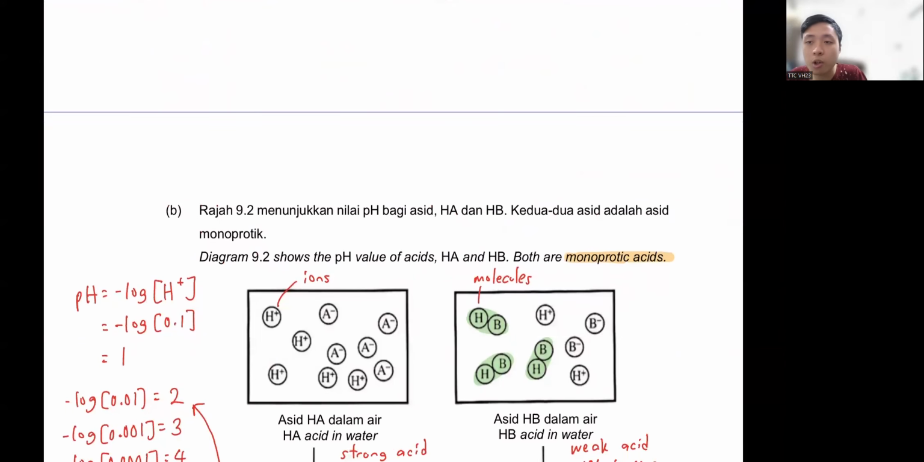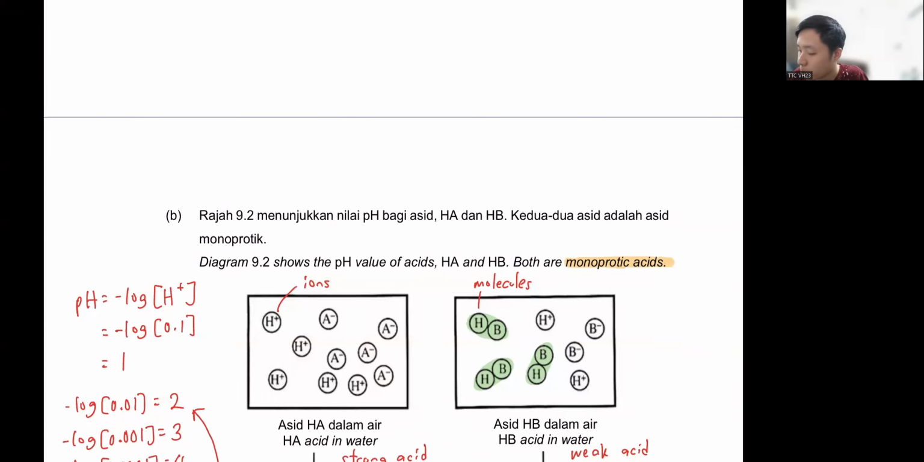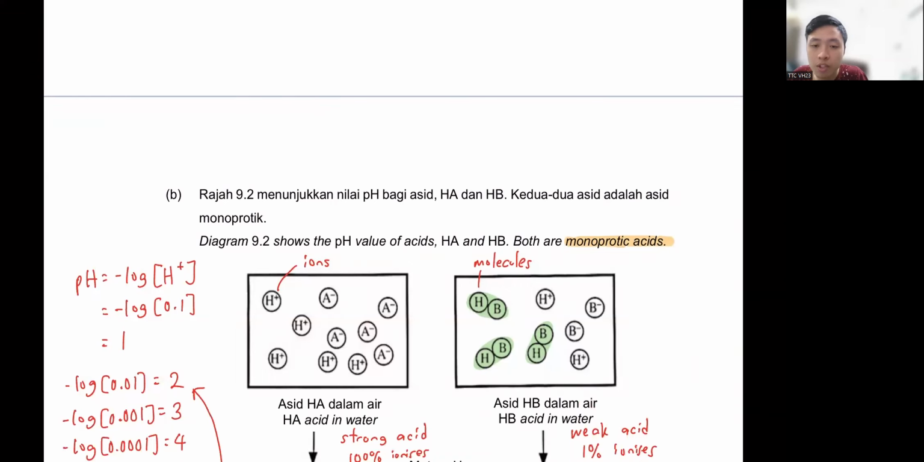9B. Now they're talking about strong acid or weak acid. Why is it strong acid, weak acid? Actually both are monoprotic acids. They have different acids now: HA acid and HB acid. When HA acid ionizes in water, it ionizes completely. This one ionizes partially. Some become hydrogen ions, some remain as molecules.